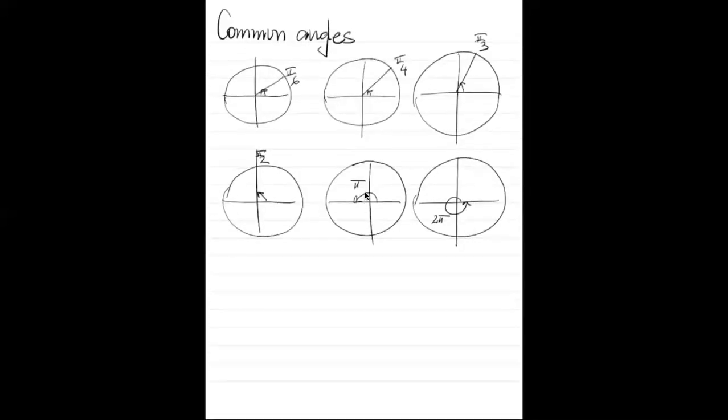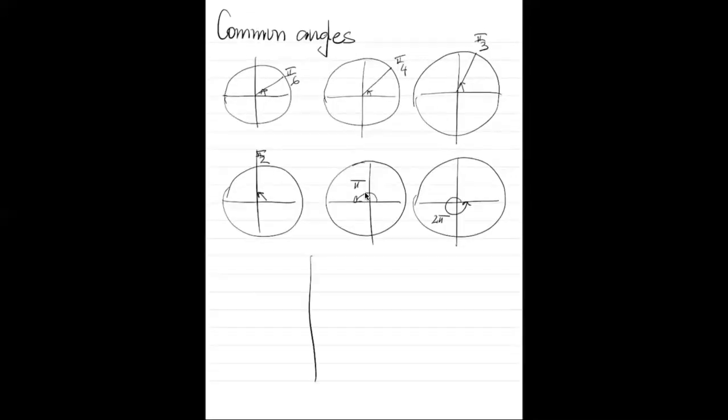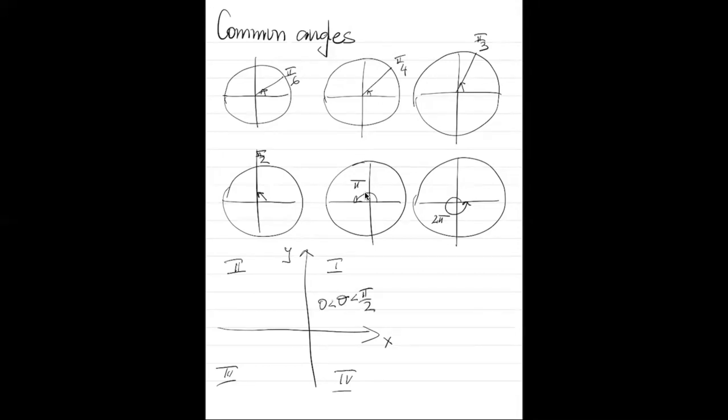Now let's connect those radian measures with a coordinate system. So we have here the x and the y axis. We know this is the first quadrant, the second, the third, and the fourth. In the first quadrant, the angles are between 0 and pi over 2. We saw pi over 2, 90 degrees. In the second quadrant, the angles are between pi over 2 and pi. In the third quadrant, the angles are from pi to 3 pi over 2. And in the fourth quadrant, the angles are from 3 pi over 2 to 2 pi.